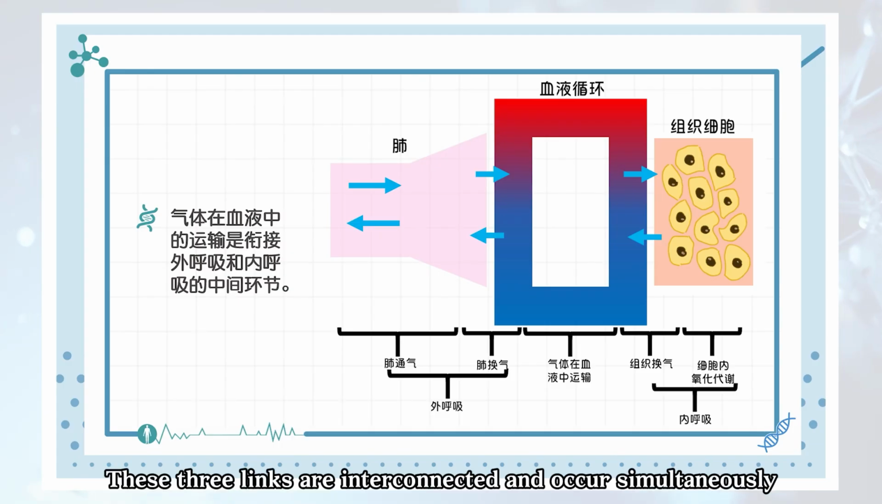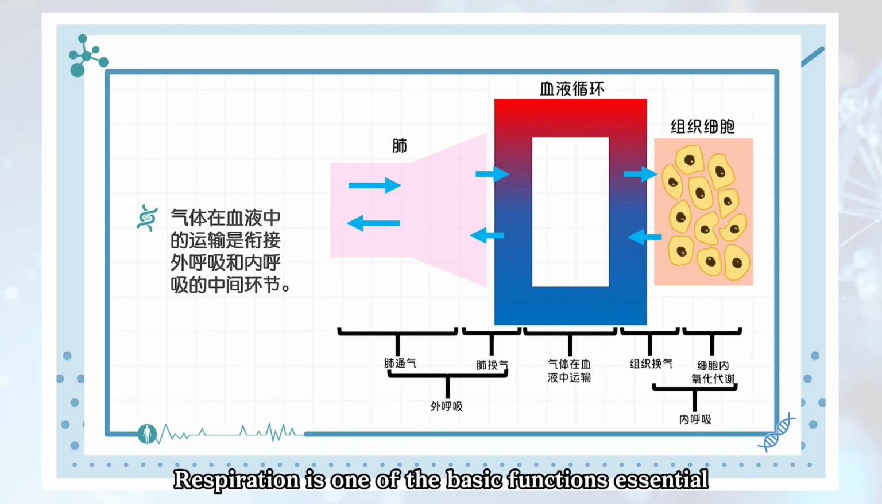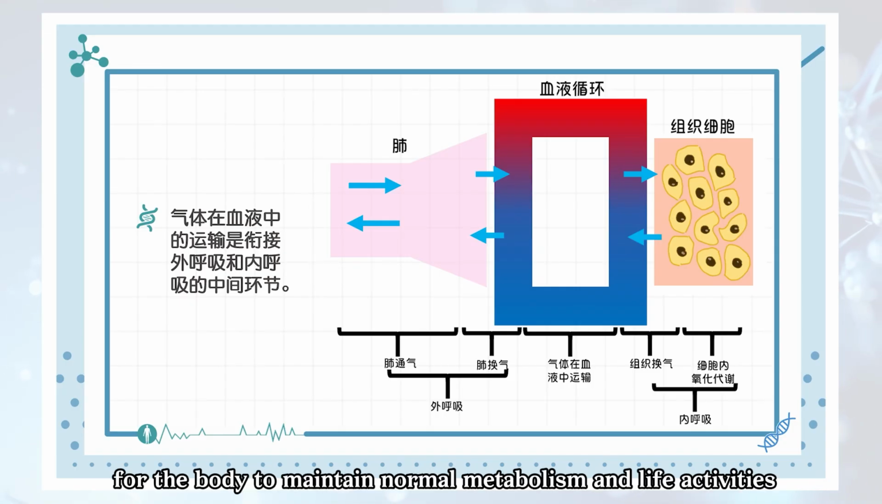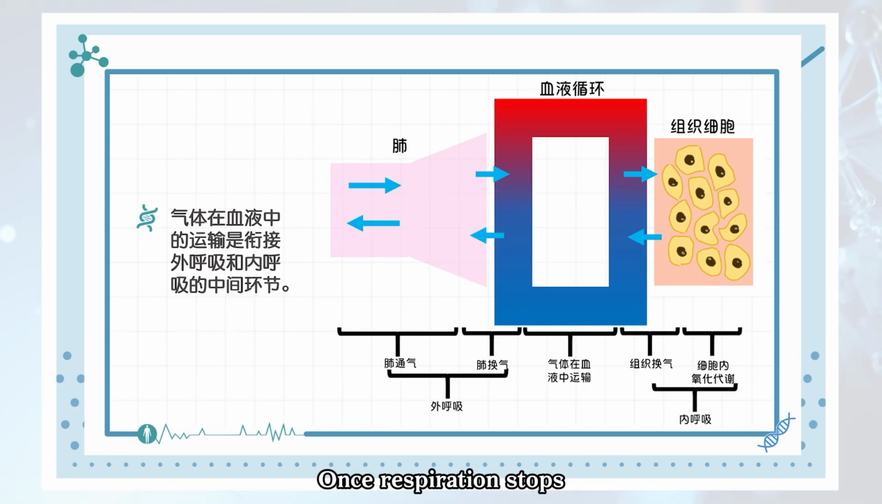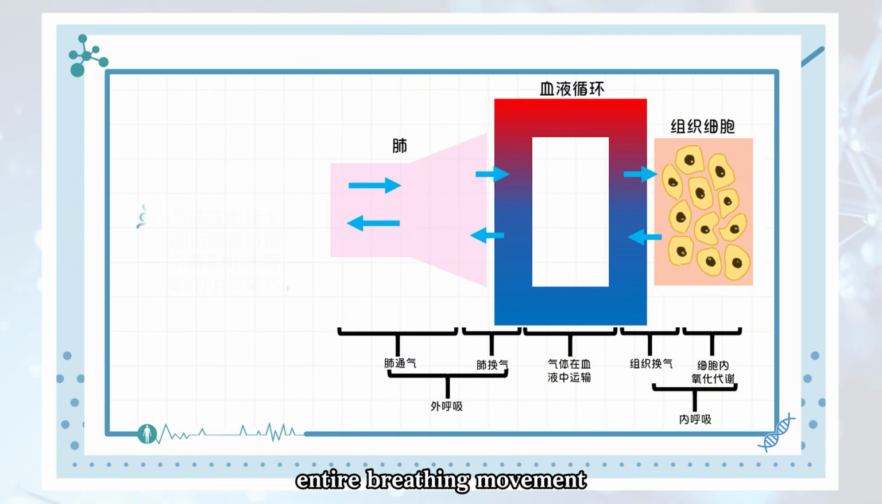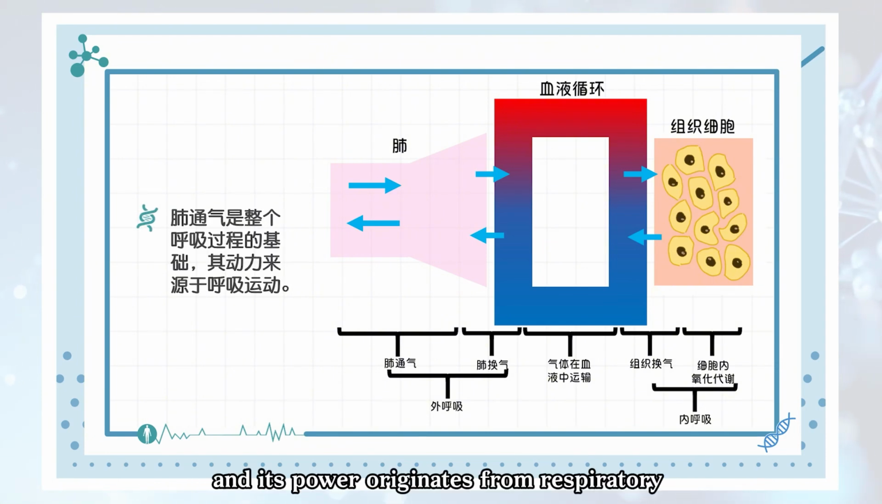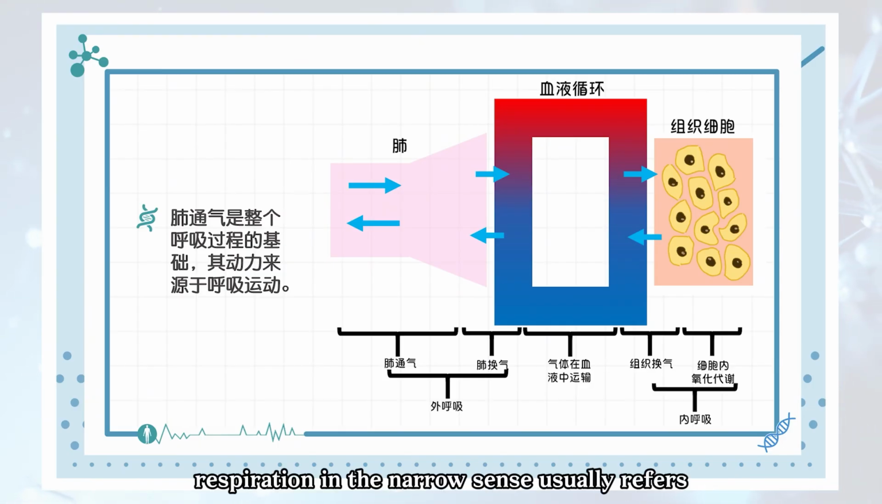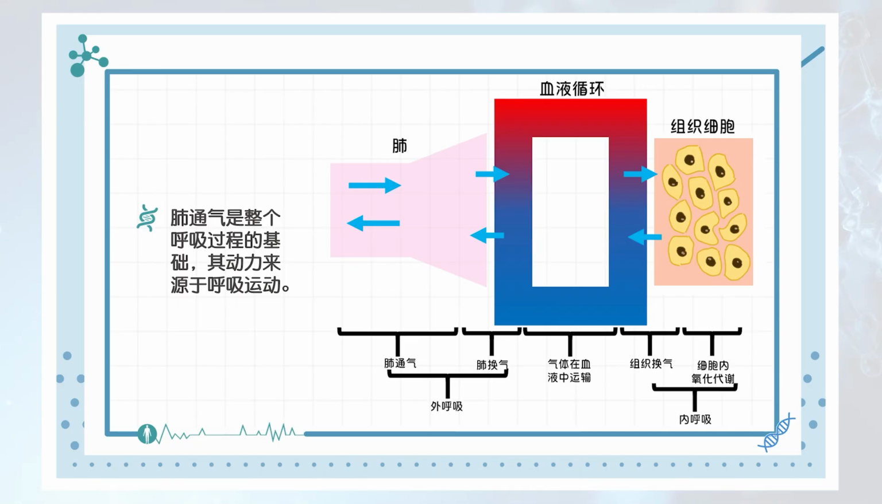These three links are interconnected and occur simultaneously. Respiration is one of the basic functions essential for the body to maintain normal metabolism and life activities. Once respiration stops, life will cease. Pulmonary ventilation is the foundation of the entire breathing movement, and its power originates from respiratory movements. Therefore, respiration in the narrow sense usually refers to breathing movements.